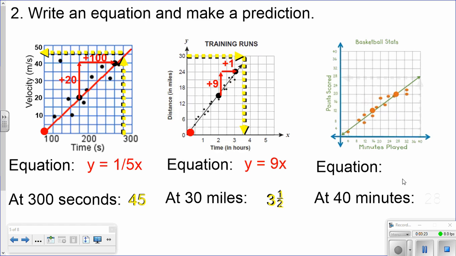In this third one, we're looking for our slope, so we use the 2 points there, and it's up 8 over 12, so that simplifies to 2/3. To find it at 40 minutes, we just go here at 40 minutes, up to the line, and go over to 28.